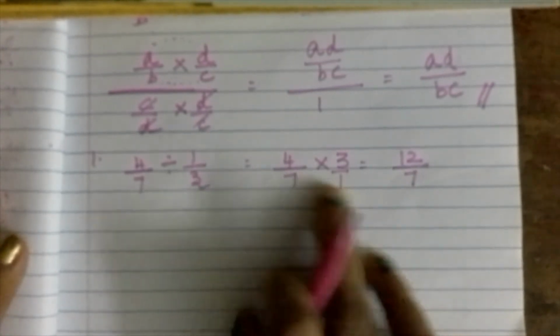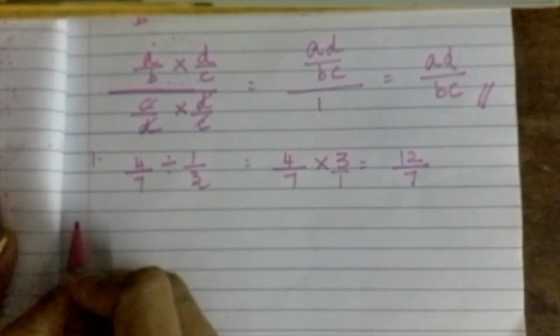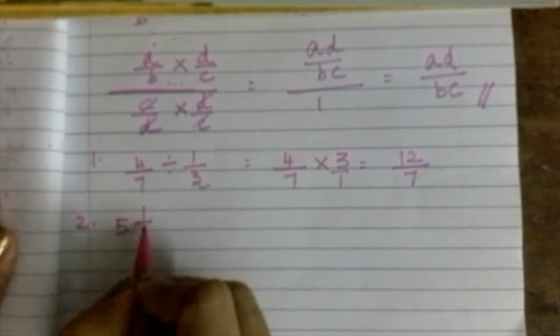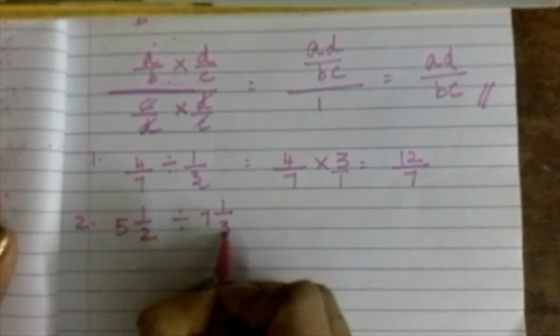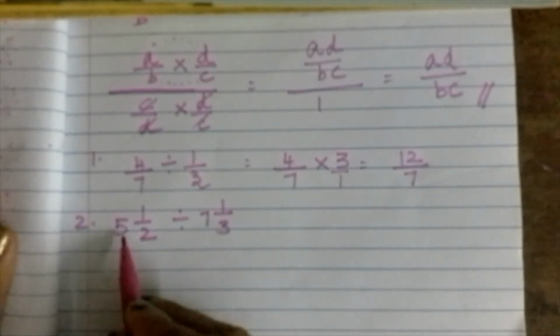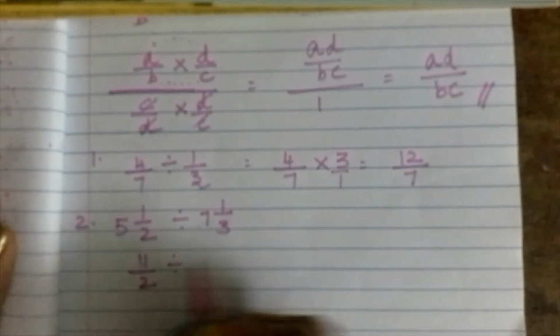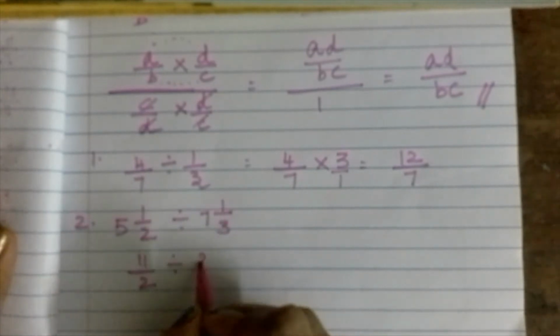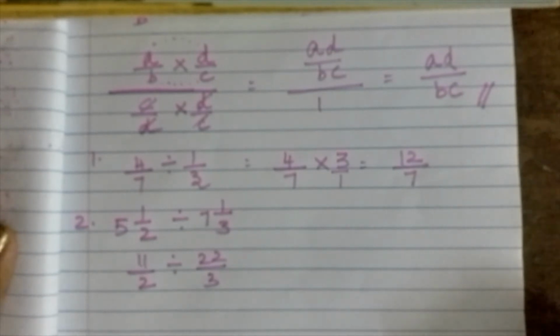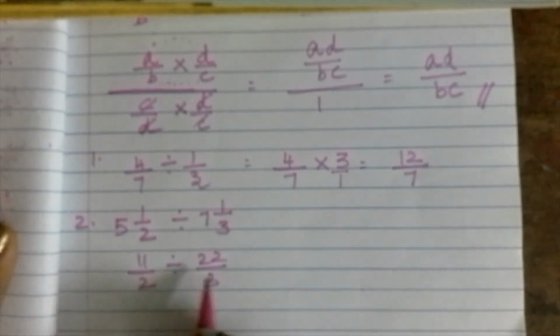So how was this formula derived? It's because of the explanation here. Second sum, I'll do another sum. Okay, I'll take a mixed fraction. So 5 1 by 2 divided by 7 1 by 3. For this I'm going to first convert these mixed fractions into improper fractions. 5 2s are 10, 10 plus 1 is 11. So 11 by 2 divided by 7 3s are 21, 21 plus 1 is 22. If you want to know how to convert a mixed fraction into an improper fraction, you can view my previous video, where I've got a separate video on how to convert an improper fraction into a mixed fraction and a mixed fraction into an improper fraction.